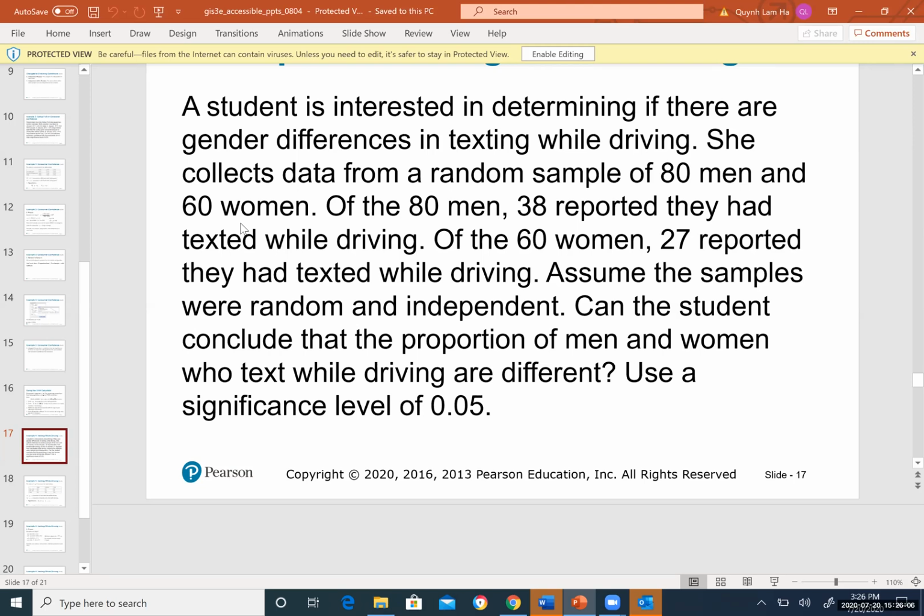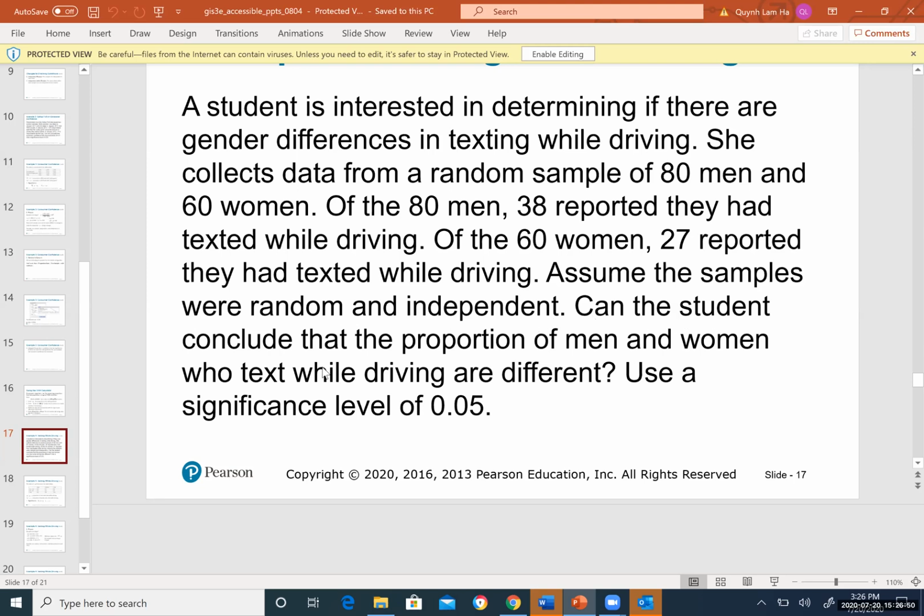Of the 60 women, 27 reported they had texted while driving. In order to find p hat 2, which is the sample proportion, you take 27 divided by 60. Or you can combine both, if you're finding Z, by applying the formula: 38 plus 27 divided by 80 plus 60. You get a value for p hat, if you compute by hand. If you don't compute by hand, you can use StatCrunch, enter the values like we did, then run it, and you'll be okay. So assume the samples were random and independent.